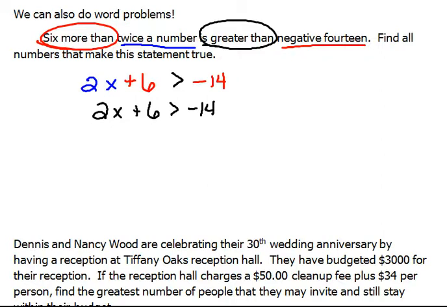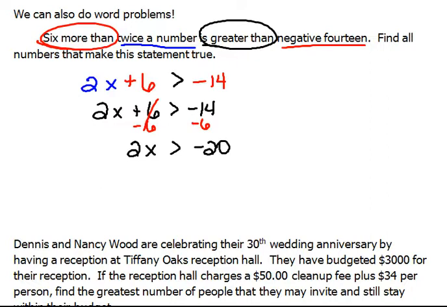So the first thing I'm going to do is subtract 6 from both sides. When we do that, now we have 2x on the left, and negative 14 minus 6 is negative 20 for the right-hand side. We did not multiply or divide by a negative, so our symbol stays the same, greater than.